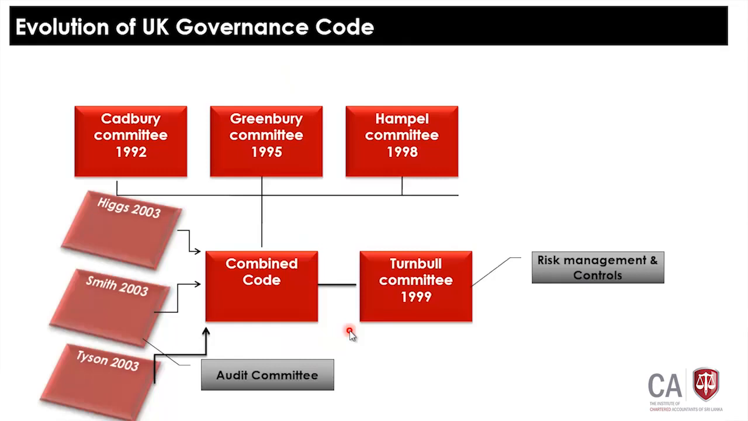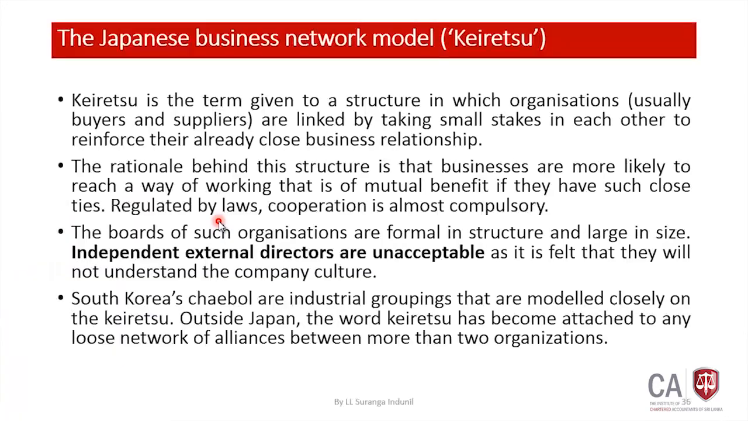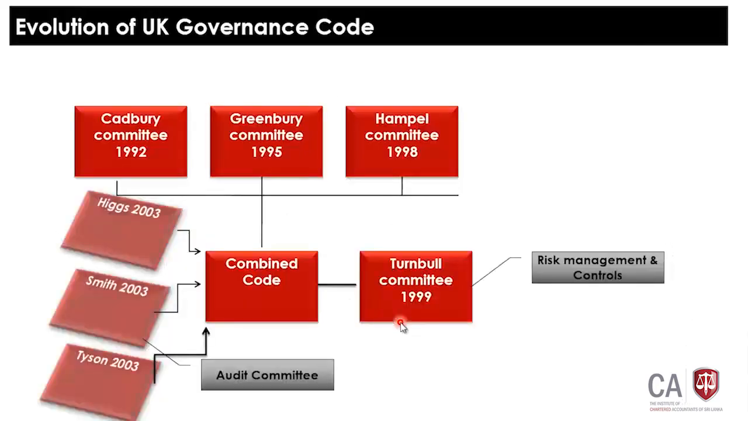Then here, if you look at UK governance, I think I'll cover this one. This slide we already discussed, keiretsu in Japan, where the stakeholders are linked by small stakes, because that's the way they work for mutual benefit, and independent directors are not welcome. Then in the UK, as I explained in my presentation today, the corporate governance term was born in the UK. The first time the word was used in the UK was in 92, and after that there were several committees called Greenbury, Hampel, Turnbull, and in 2010 they combined all of this and issued the combined code. And as we speak, the UK has significantly changed its corporate governance code and published, if I am not mistaken, the latest version maybe in 2018 with a lot of changes.